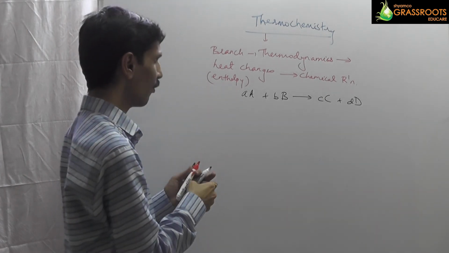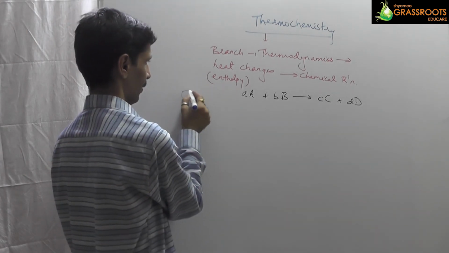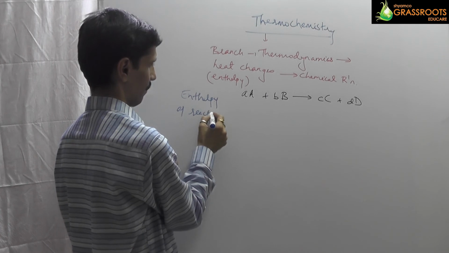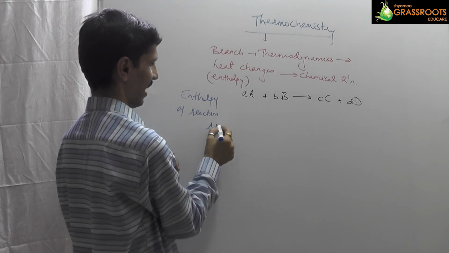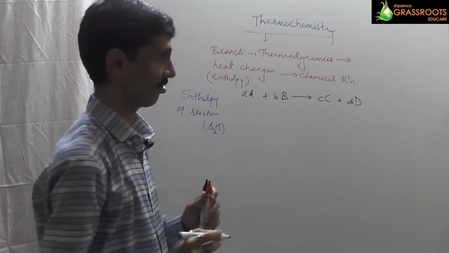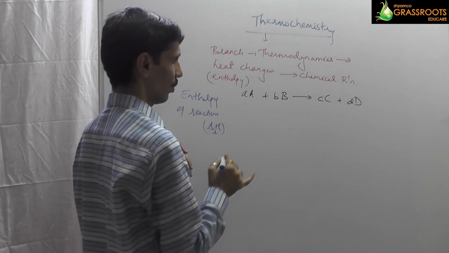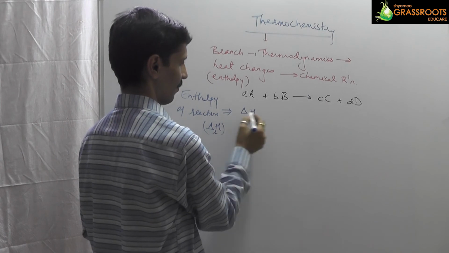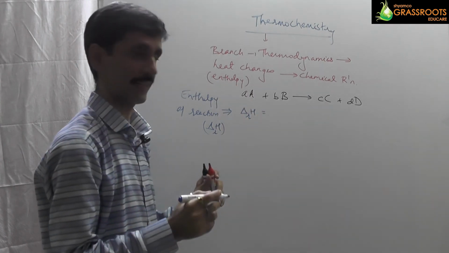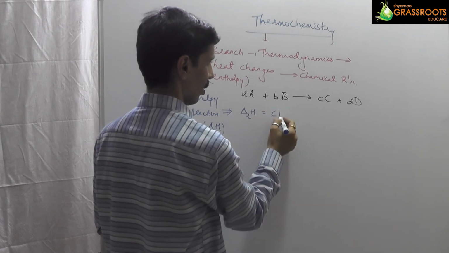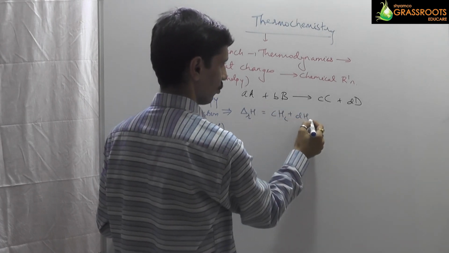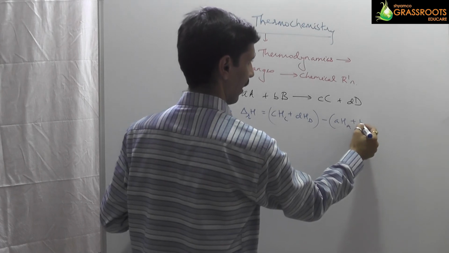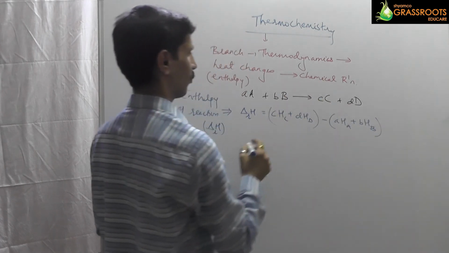Now, if you want the enthalpy of a reaction, okay, this is called the enthalpy of a reaction. I also give it the symbol delta RH. So how to define this? उसका पहले मैं आपको एक formula दे देता हूँ. The formula is delta RH, that is the enthalpy of the reaction, is equal to c into HC plus d into HD minus of a into HA plus b into HB. This is what it is.